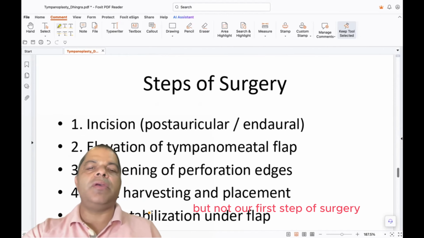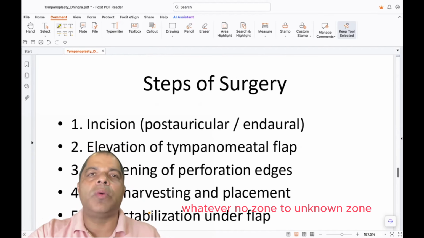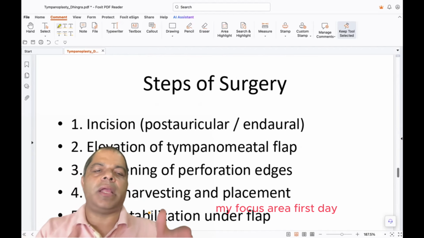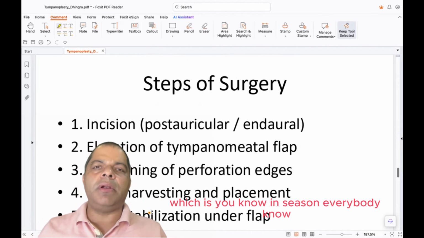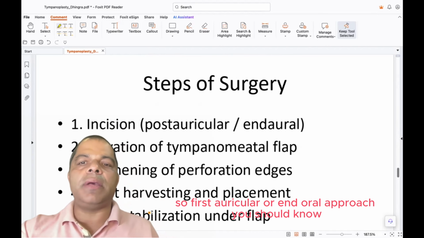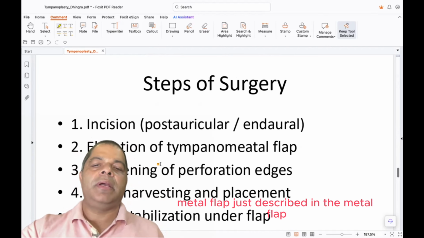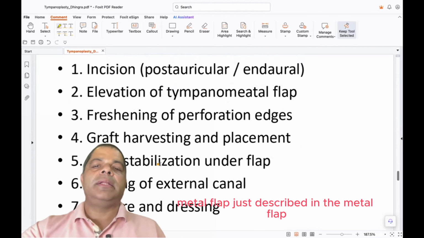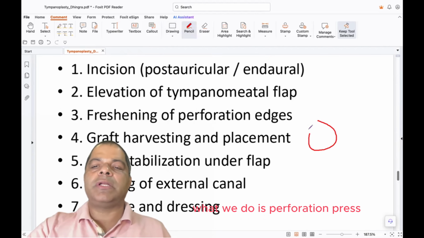For the steps of surgery, you have to remember, first focus on incision. Everybody knows incision, so postauricular or endaural approach, you should know. Then elevation of the tympanomeatal flap, just describe the tympanomeatal flap. Then there is a perforation here. What we do is freshen the perforation. We can press.